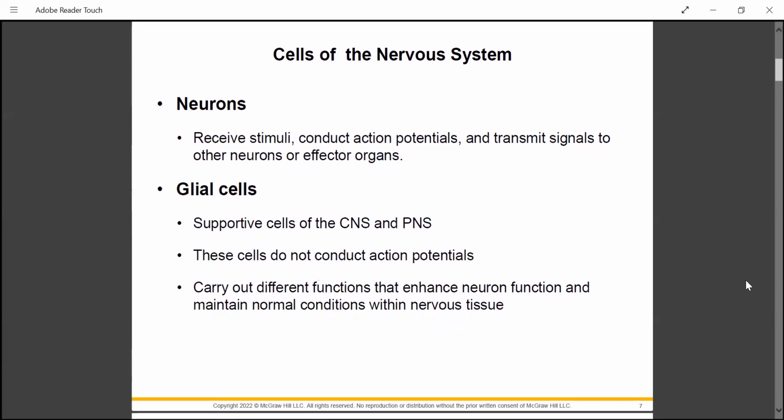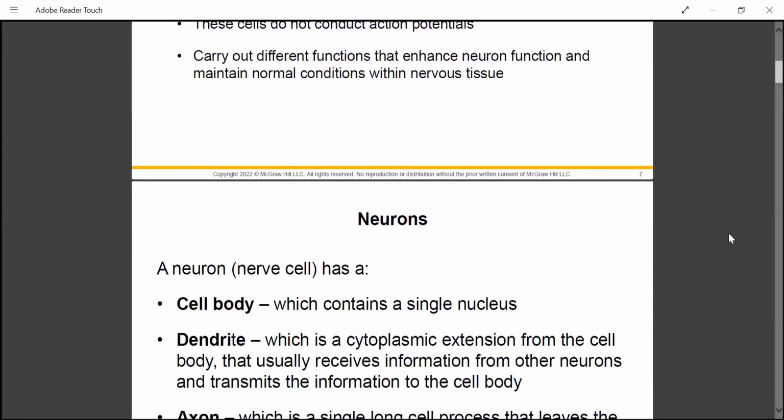For our nervous system, we have two main types of cells. We have the neurons themselves. These are our nerves that receive stimuli, conduct our action potentials or nerve impulses, and transmit signals to other neurons or whatever the effector organ or tissue is. Our glial cells are more of our supportive cells. They're found in both the central and peripheral nervous system. They do not conduct action potentials, so these cells are not involved in impulse transmission, and they have various functions. We'll discuss the few different types that you'll need to know.